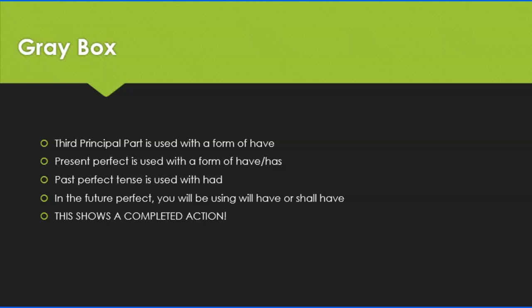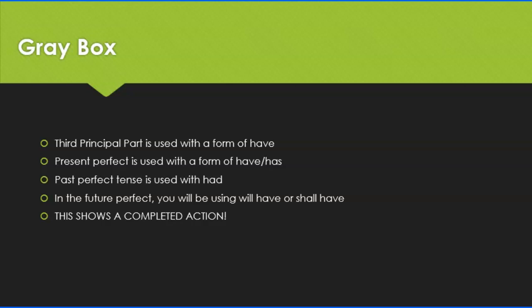but I do want to give you a couple of takeaways. From the gray box, we learned that the third principal part is used with a form of have. And if you go back, I don't even remember the page number, but we'll talk about it in class on Wednesday, principal parts of common verbs on page 232. The third principal part is seemingly the past tense part. But we're going to add the word have to it. So have, has, or had, a form of that gets added.